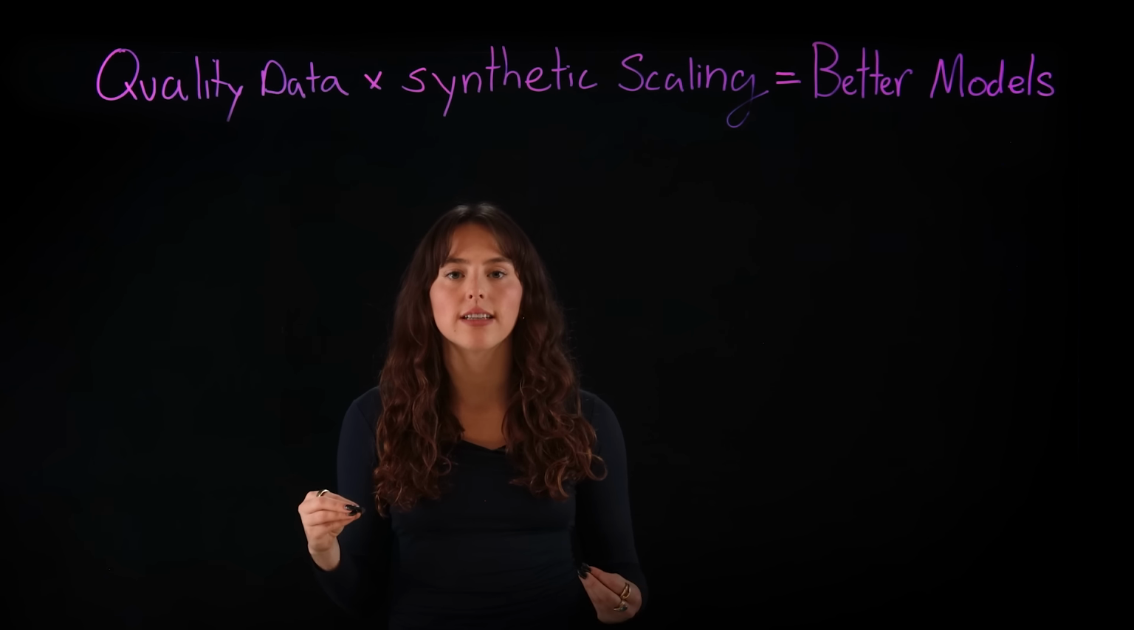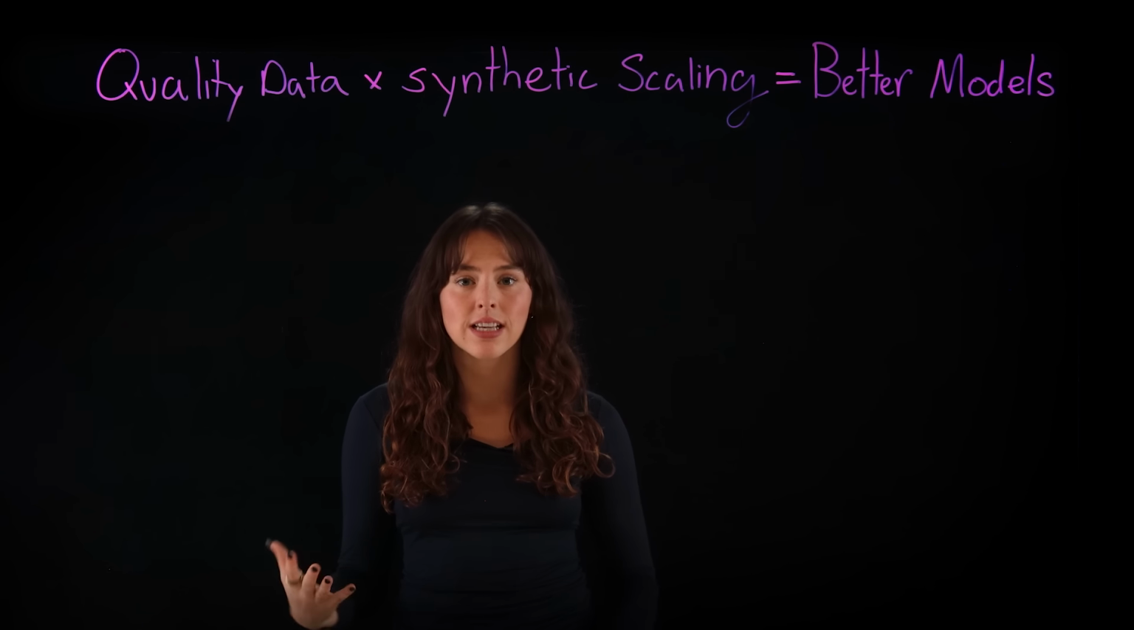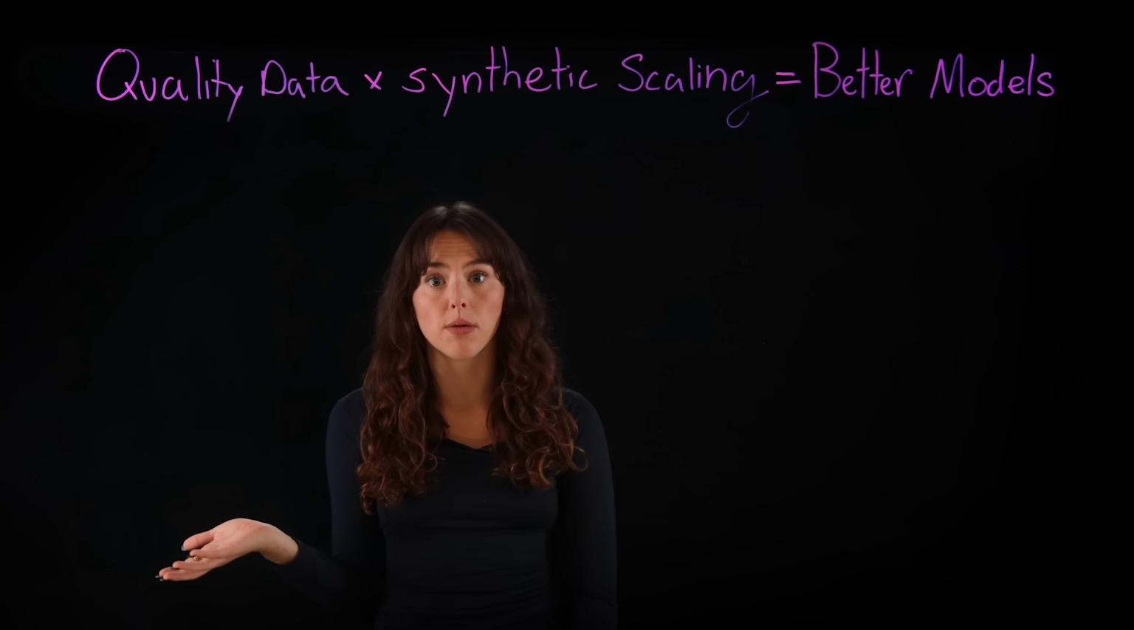This isn't just about generating text, it's about control. You can preserve privacy by generating synthetic data that's statistically similar to your source, but contains no real identifiers. You can balance rare classes, augment limited domains, and test your pipelines before deployment.